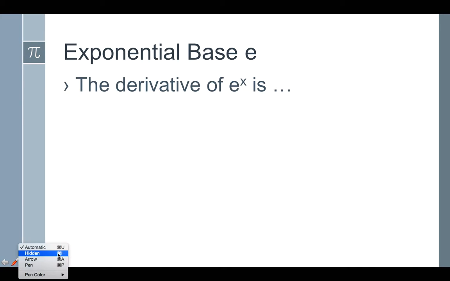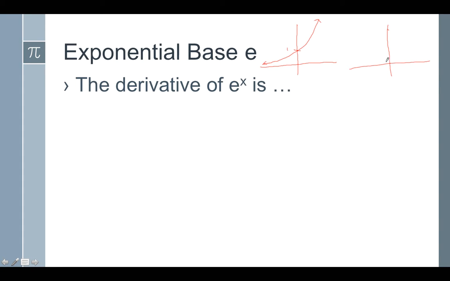Now, I want to look at the graph of this function to think about what the derivative is going to look like, because this is a pretty interesting function. The graph of e to the x looks something like this, where this goes through the point 0, 1. Now, if we were to think about the derivative of this function, the derivative is the slope at every single point.